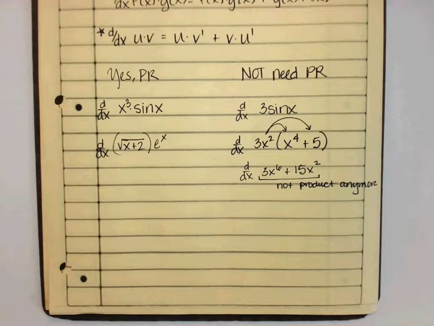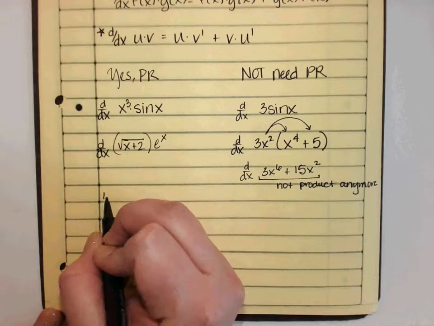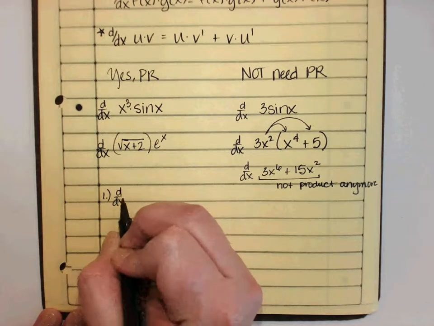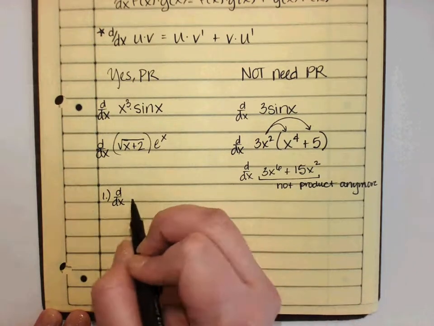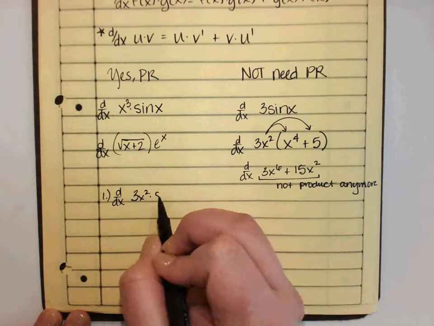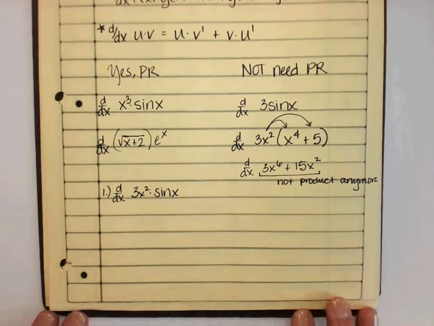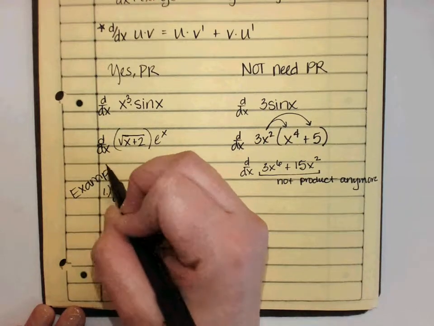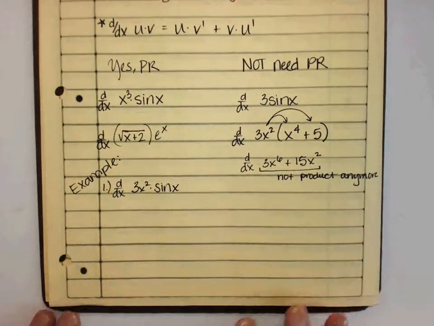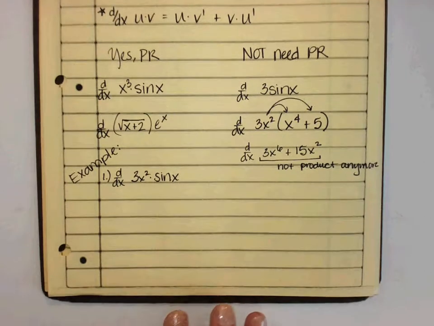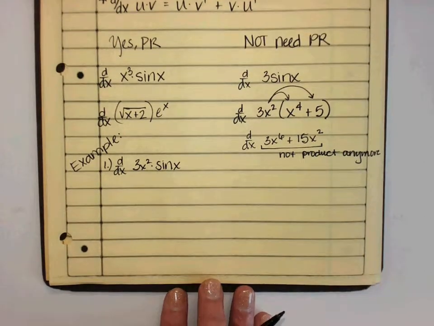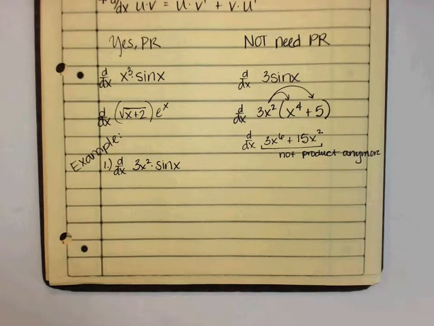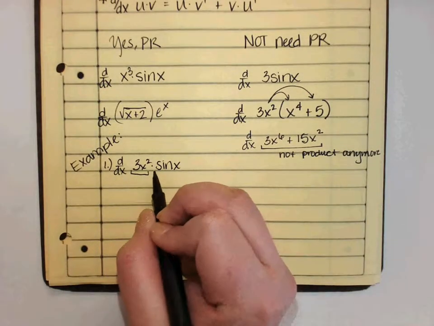All right, are you ready for an example? Yes. Okay, first example, number 1. You are going to take the derivative of 3x squared times sine x. Don't get pantsed. Okay, first thing I want you to do is underline u and v.